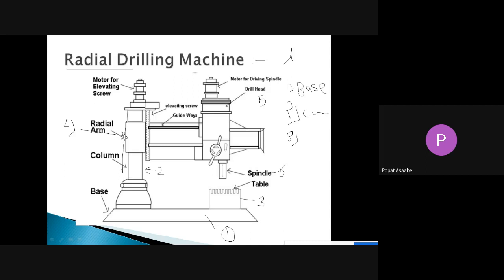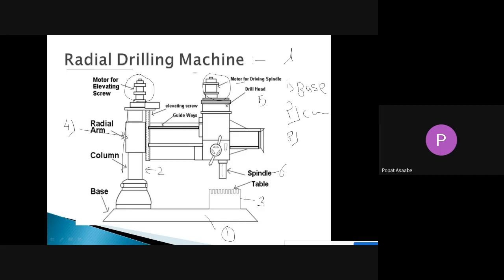Then here is the transmission system. It consists of a motor here. Again, on this side we have also mounted one motor. This means in the radial drilling machine we are using two motors.